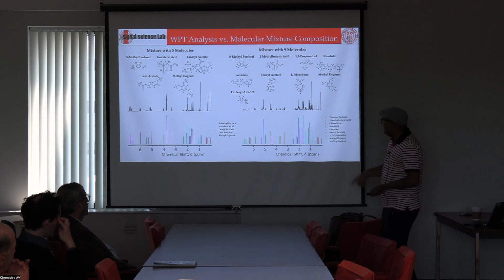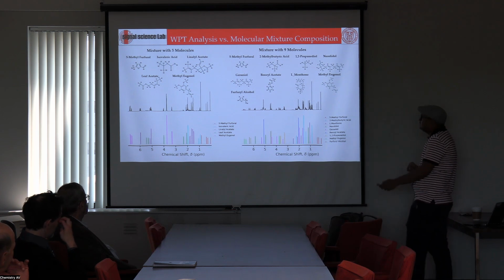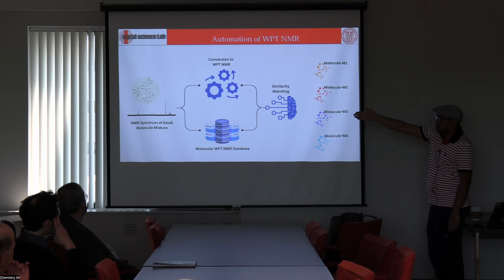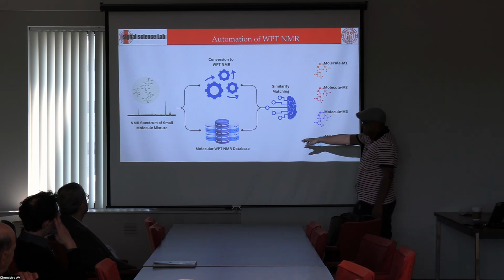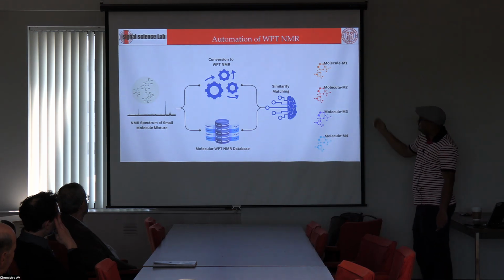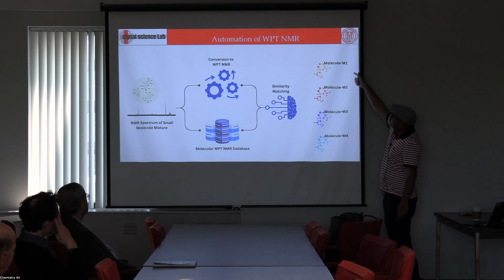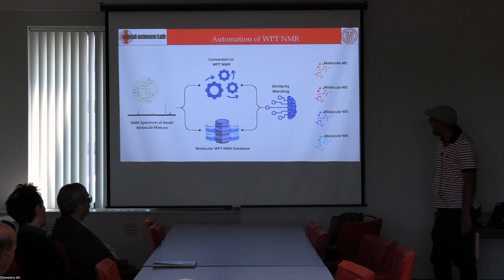Because the last thing you want is all these singlets and somebody really picking out which location is where. That's what the next step was. We have an unknown molecular mixture, convert it into a wavelet packet spectrum, and have an NMR database of the wavelet packet cluster of different molecules, and then do a similarity matching, so that for any molecule entered there, you can identify this is molecule number 1, molecule number 3, molecule number 4.